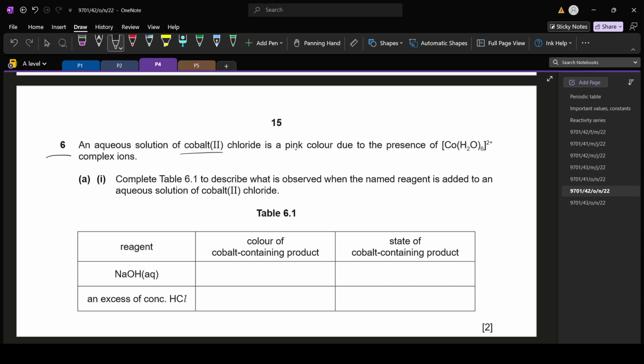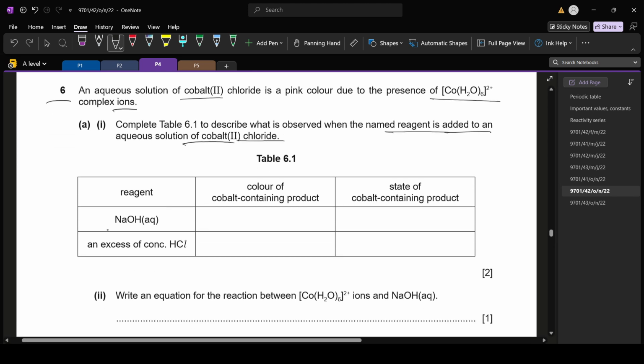An aqueous solution of cobalt 2 chloride is a pink color due to the presence of this complex ion. Table 6.1 describes what is observed when the named reagent is added to the aqueous solution of cobalt 2 chloride. So when NaOH is added, these water molecules are substituted by OH, and the color of this cobalt product will be blue.